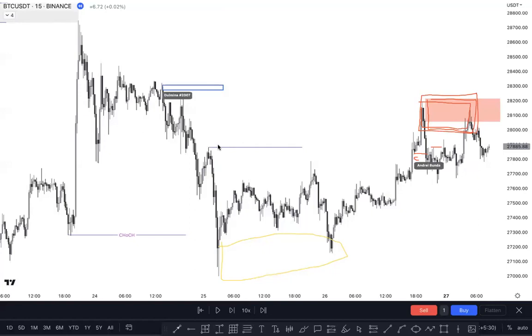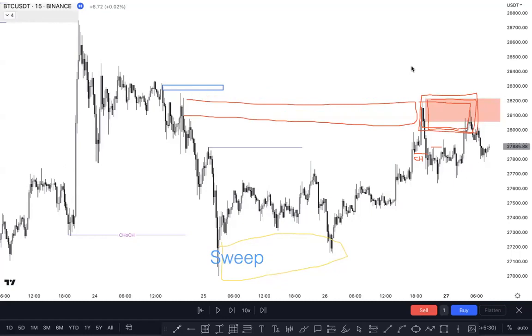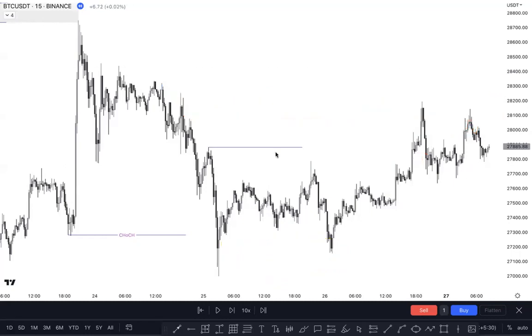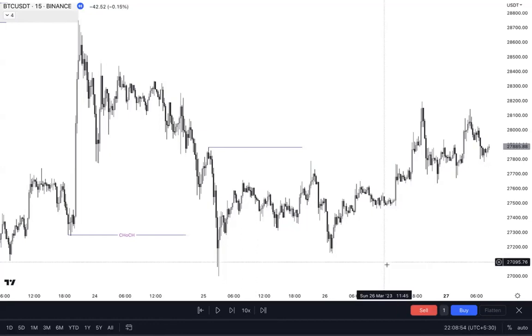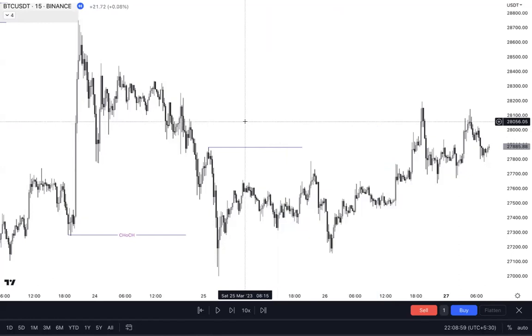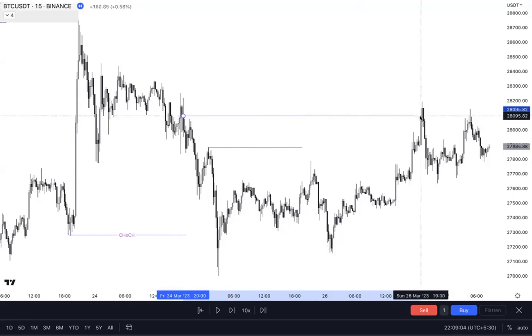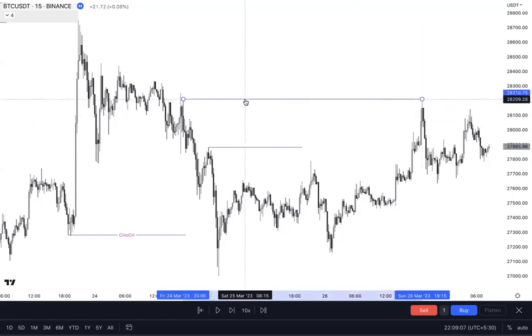After this inducement, you have to mark where is our unmitigated order block, right? Unmitigated shadow order block or anything, right? So in this price action, you can see how many order blocks you have. First of all, you have to check, right? So in this case, where is the order block? This one? Oh, I'm sorry. And this one is our unmitigated shadow here.